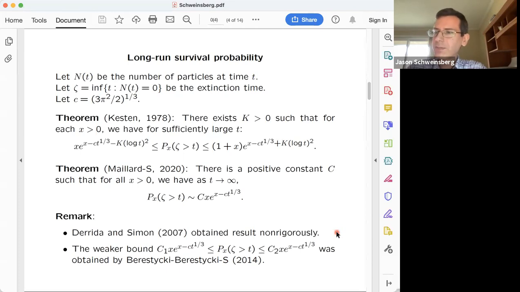Derrida and Simon had obtained this result more than 10 years earlier using non-rigorous methods. Also in 2014, in joint work with Julien and Nathanael Berestycki, we obtained upper and lower bounds on this survival probability that were correct up to multiplicative constants.